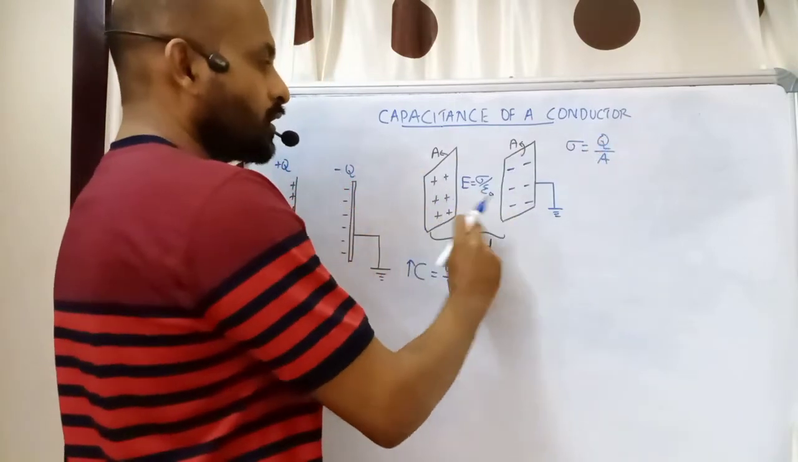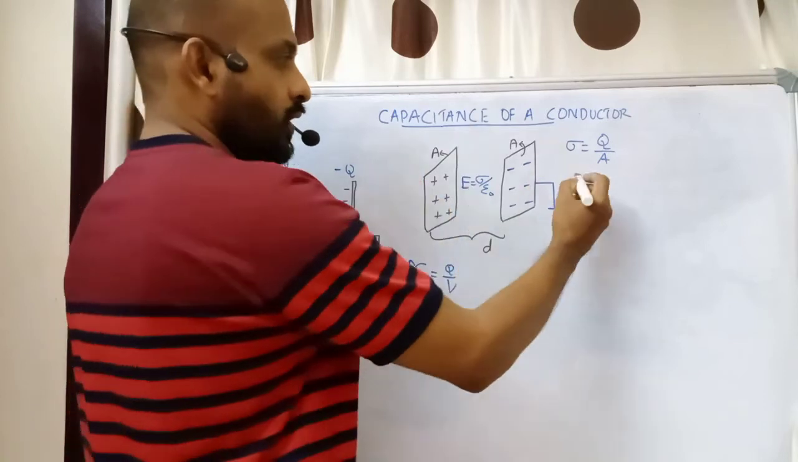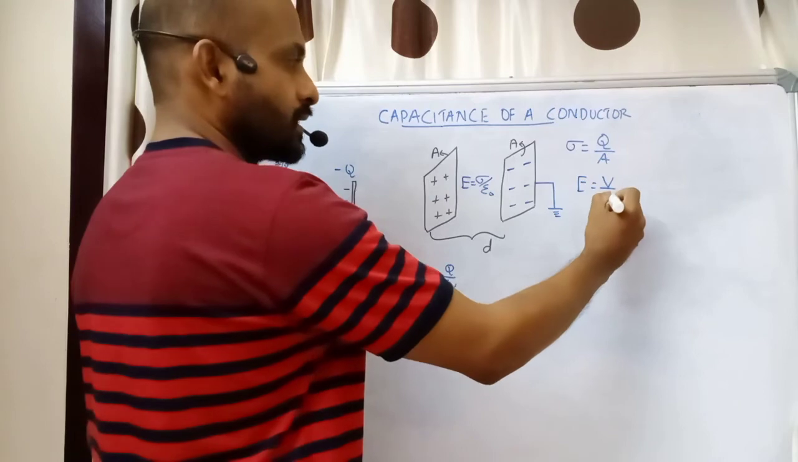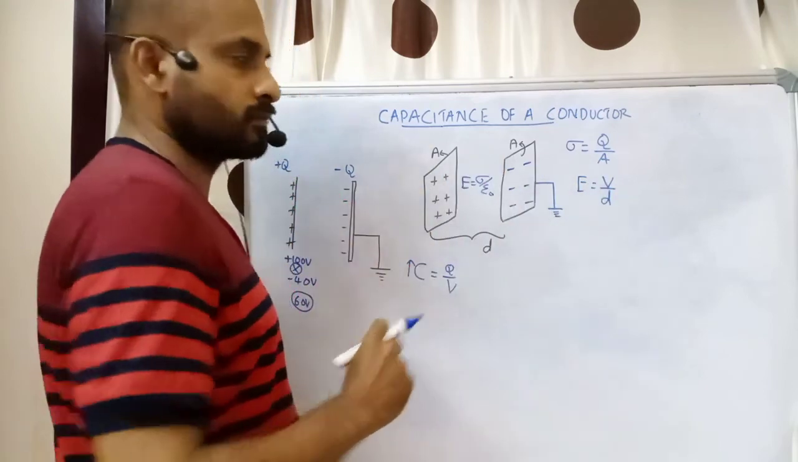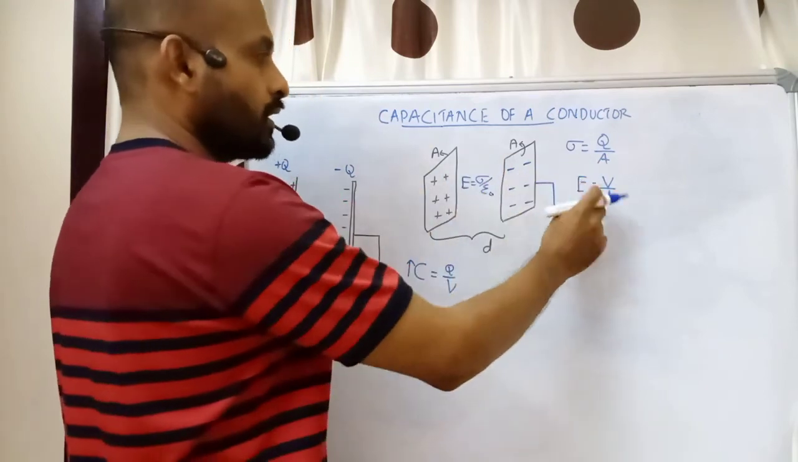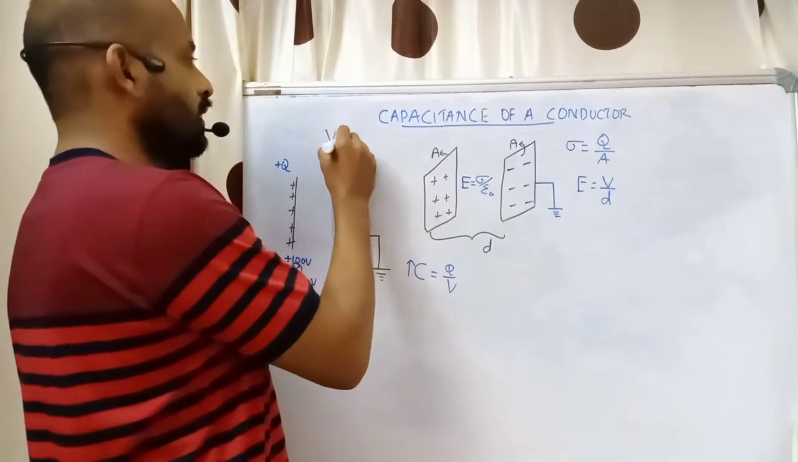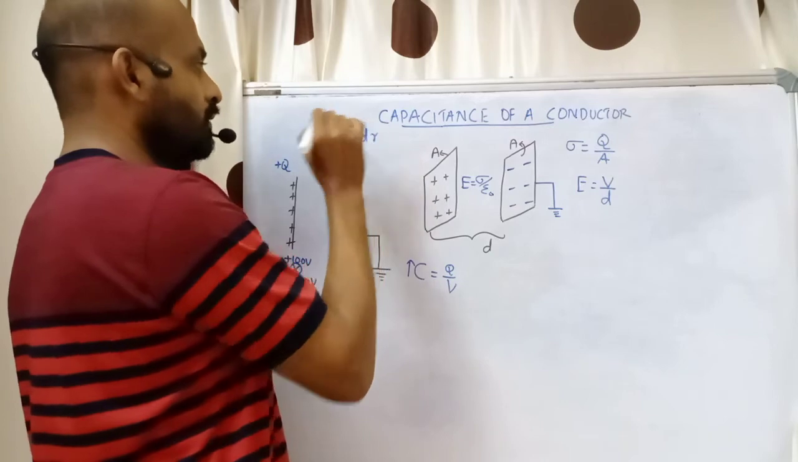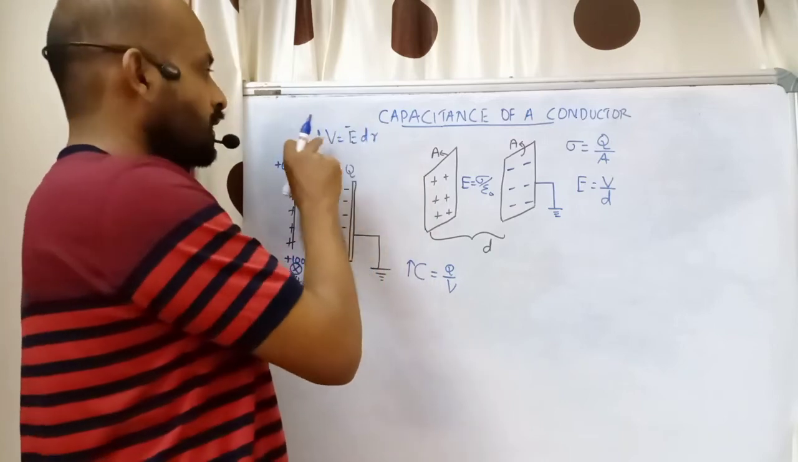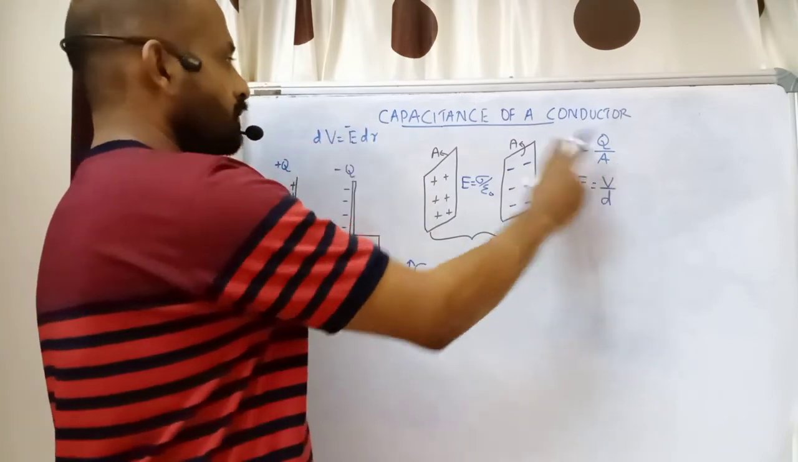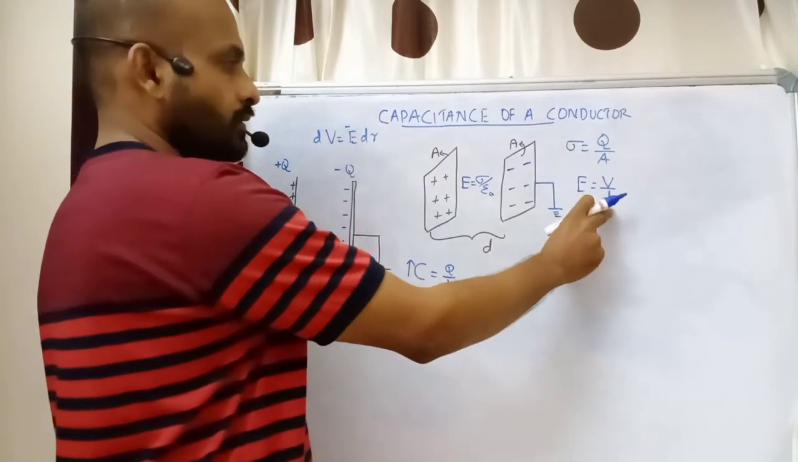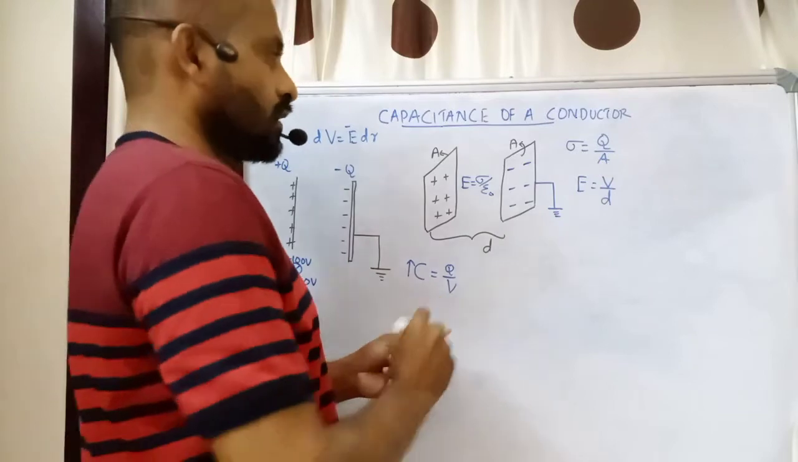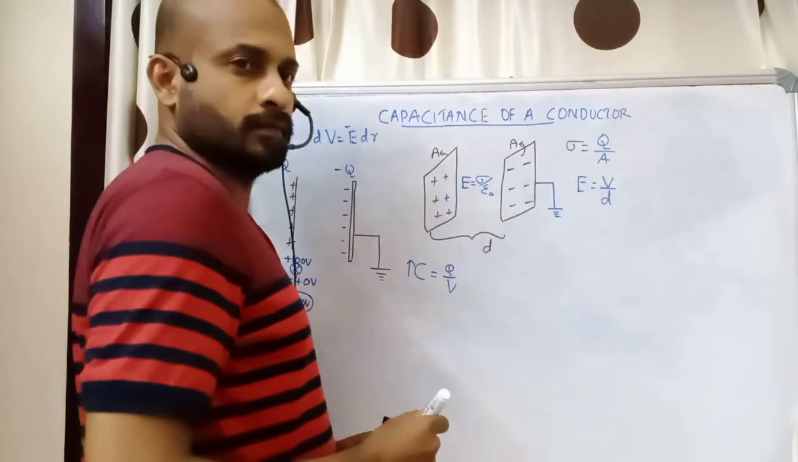Now what is the potential difference between these two sheets? We have the equation: intensity is equal to potential difference divided by distance. This is a general equation. The actual equation that we have learned is dV is equal to minus E dr. The minus is there, but we neglect the minus. Instead of dV, we write V, and instead of dr, we write d. So E is equal to V by d. We have just neglected the minus sign. E is equal to V by d.